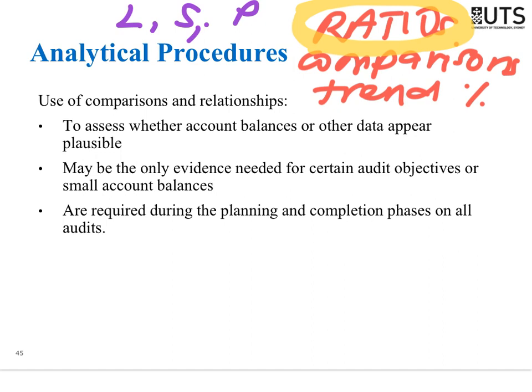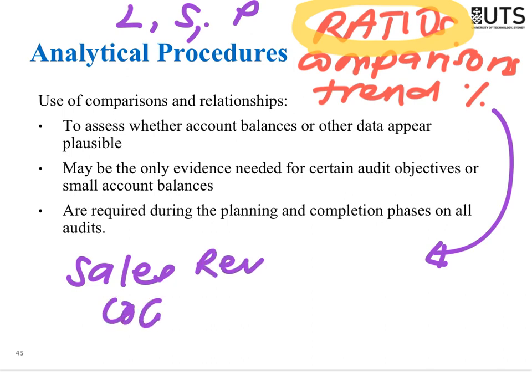Very quickly, I'm just going to do this myself. If I was doing trend analysis for sales revenue and COGS, and I noticed that sales revenue went up by 30% from last year, and COGS also went up, but only by 5%. Ladies and gentlemen, that would strike my interest. Why? That doesn't look right.